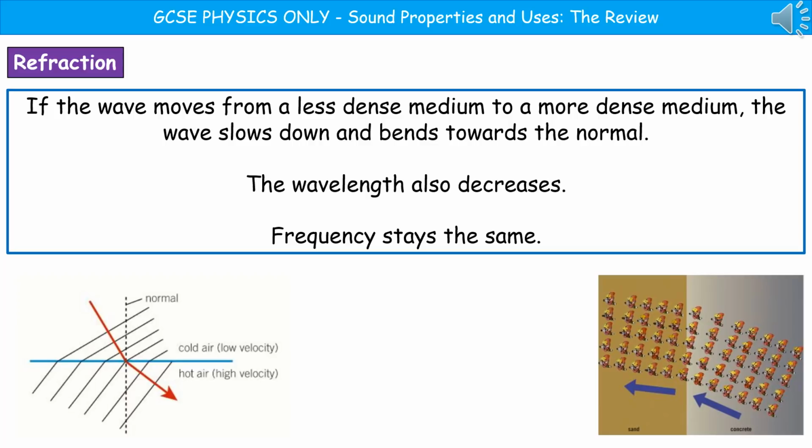If we've got our wave moving from a less dense medium, such as air, to a more dense medium, like glass, then the wave is going to slow down and bend towards the normal. So what we're going to see as a result of this is that the wavelength is going to decrease. The frequency, however, will stay the same. So you've got the diagram at the bottom there that shows you on the left-hand side that as that wave actually hits that surface, you can see it bends. So what we're actually seeing here is refraction.